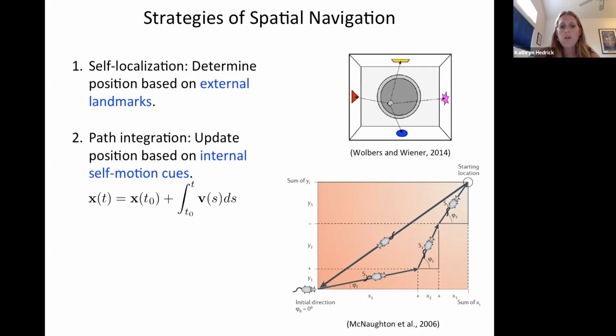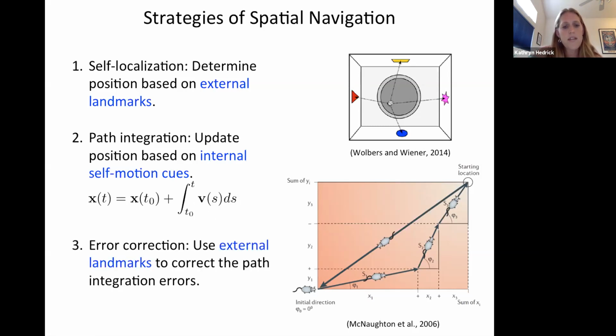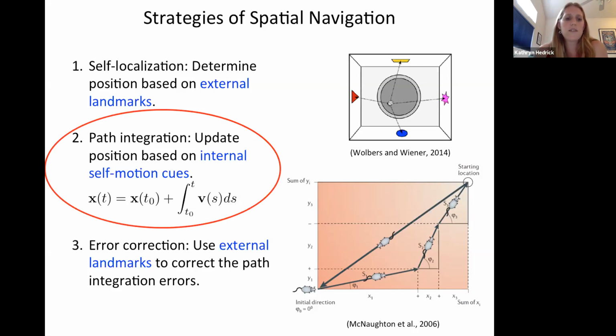It's something that rats and mice and other animals that we do these studies with have been shown to be very good at. The basic idea is a calculus idea: we want to update the internal estimate of position by integrating over self-motion information like the velocity. And then of course, errors are going to accumulate as you do this path integration. So you need an error correction step as well, where you again periodically look up at landmarks to correct for any errors in the path integrator. Today I'm going to focus my talk on the second step of path integration.